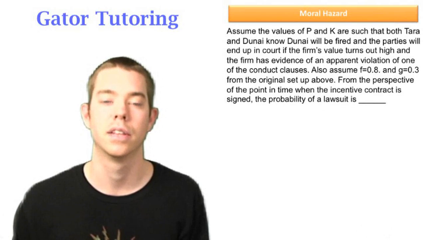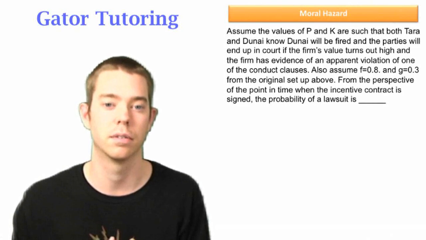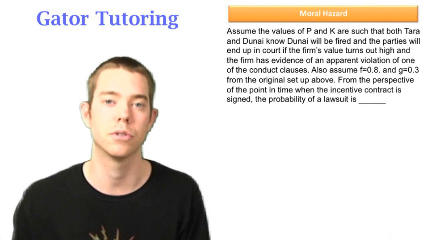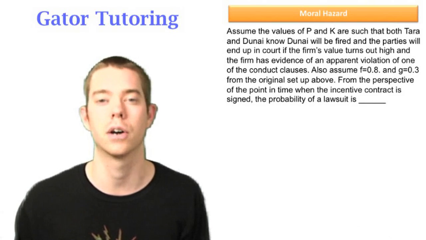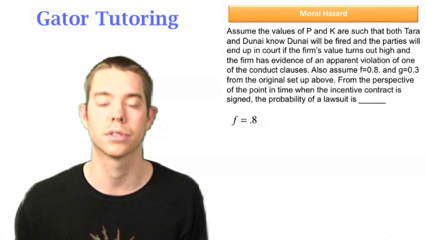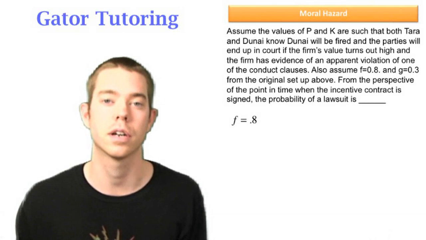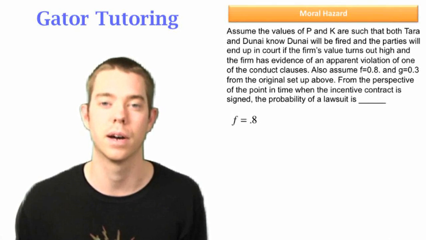It said that we're assuming if the value turns out high, she's going to court. That's the first thing we assume. Well, how often is the value going to turn out high? 80% of the time. If she works hard, 80% of the time it's going to result in high value.